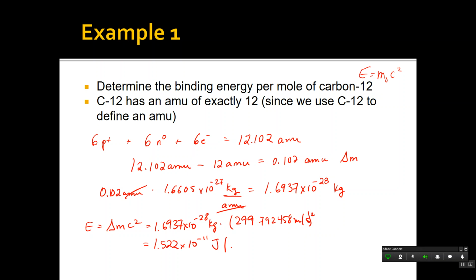The question's asking you for Avogadro's number of atoms per mole. Okay? I have to multiply this by Avogadro's number. I'll take a number from whoever has it. All right. So this is the binding energy of carbon 12.